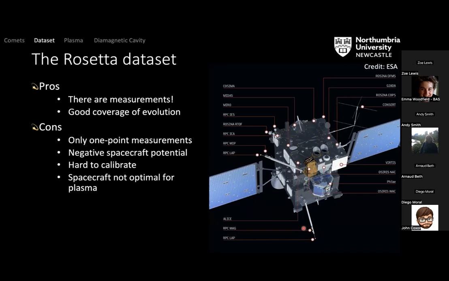The negatives here are that we only have 1 point measurement, so we can only measure where the spacecraft is. It's very hard to calibrate because it's not optimized for plasma. It's optimized for all of the instruments on it, and cameras, for example, like to be 3-axis stabilized, so we can't spin the spacecraft very much for calibration. And we also have a very negative spacecraft potential, which makes it difficult to measure the electrons and ions at low energies. Anyway, we got what we got.